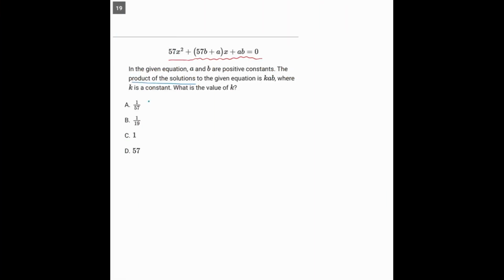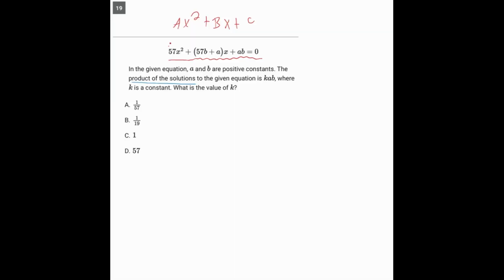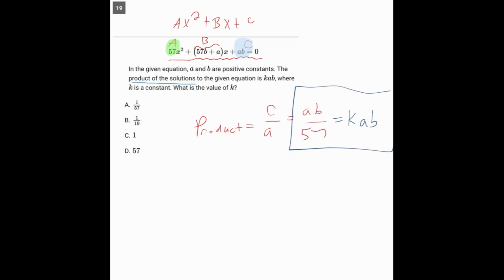And the product of the solutions to a quadratic is a reference to something. You should definitely know by heart the sum and the product of the solutions of a quadratic. The sum is negative b over a. The product is c over a. So this is your a, this is your b, and this is your c. So the product for us is c over a according to our shortcut. And so that would be ab over 57. Because this was our C and this was our A. And the question tells us that same product is also equal to KAB. So now we have an equation we can work on simplifying.